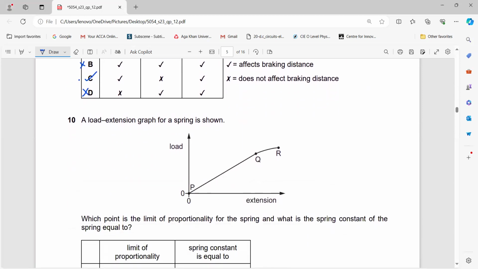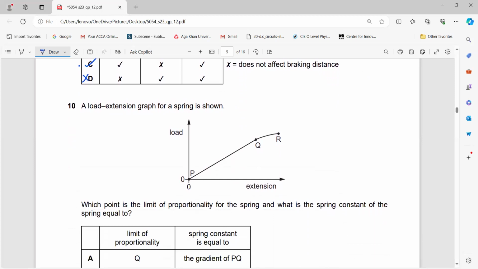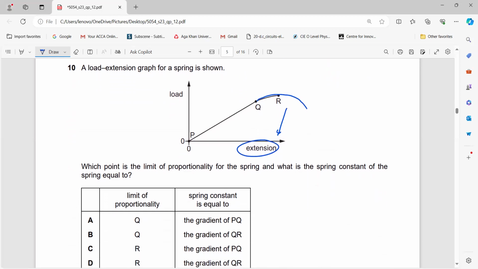Now, the extension-load graph. You should always understand that the graph after the limit of proportionality always curves towards the extension axis. Extension here in this case is on the x-axis. Now, it says which point is the limit of proportionality? It is the point after which this curve starts to bend. So, it's Q.